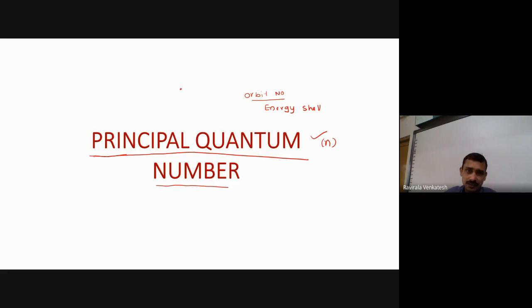For example, this is the nucleus. Okay, so orbits like this. There are a number of orbits around the nucleus actually. This is called principal quantum number n equal to 1, principal quantum number n equal to 2, principal quantum number n equal to 3. 1, 2, 3, isn't it? So these are the principal quantum numbers, generally nothing but orbit number.